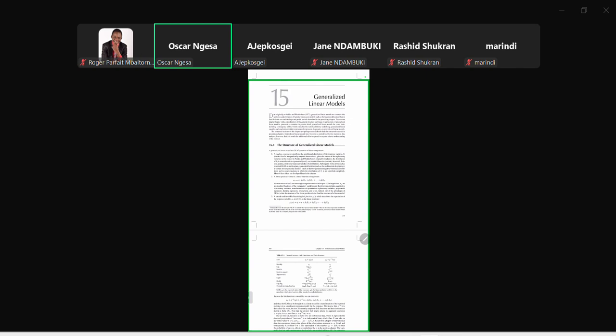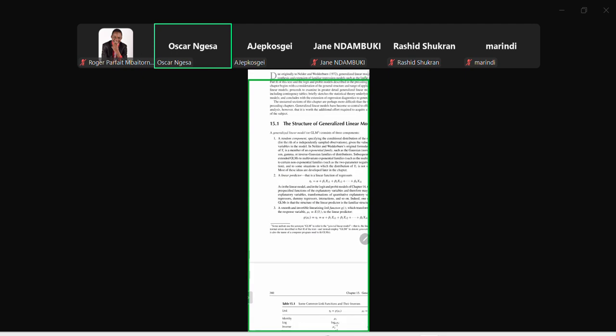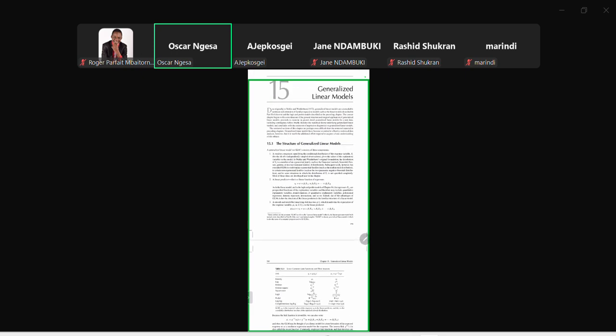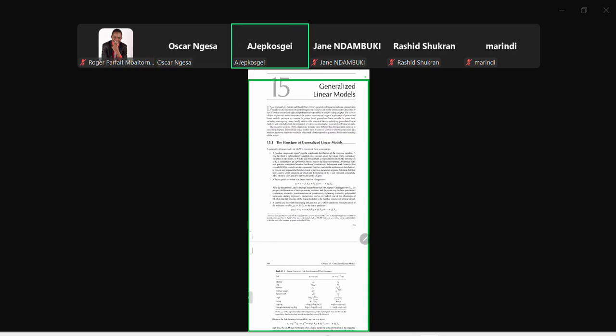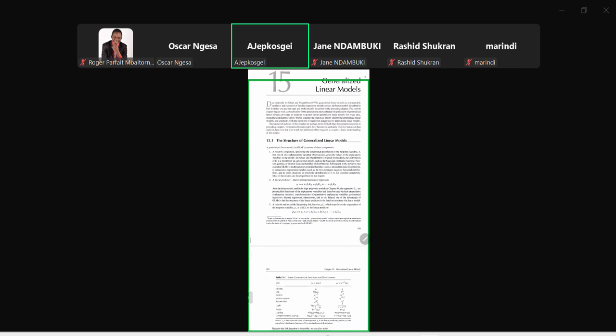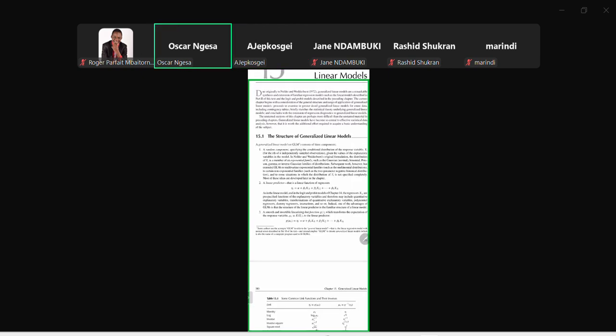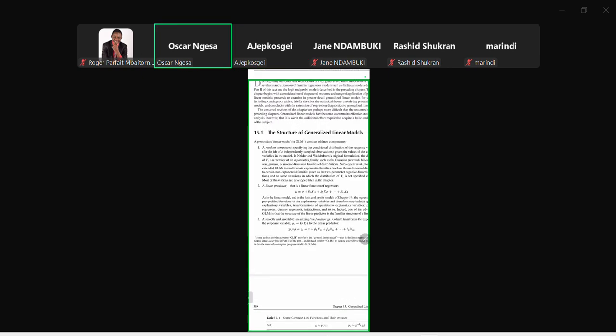And the generalized linear models have three components. Any GLM model has three components. The first one is the random component. Abigail, can you read for us? It's not very visible. The writings are really tiny, but I can use my copy. Okay, you can also use that.